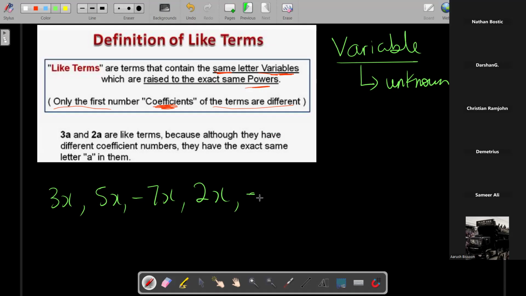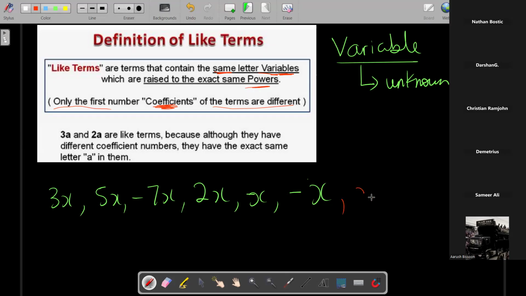Are these like terms, Colin? Yeah, because all of them have the x in it. All have x in it, all have the same variable. So the variable here is x. The unknown term is x, right? Good. So all these are called like terms. Like terms have the same variable.